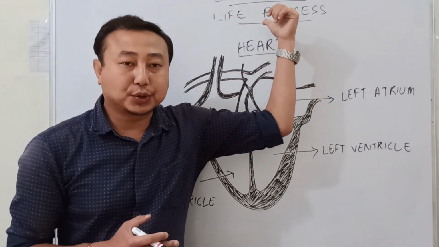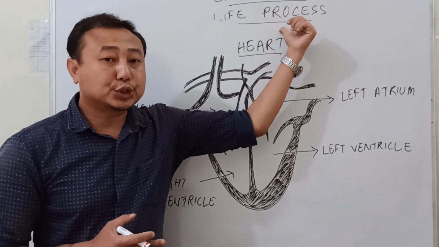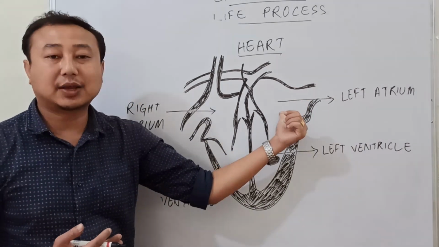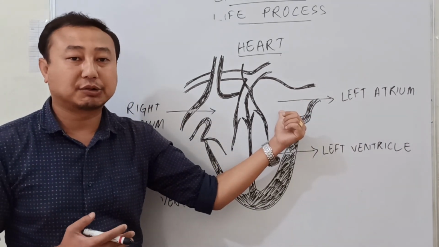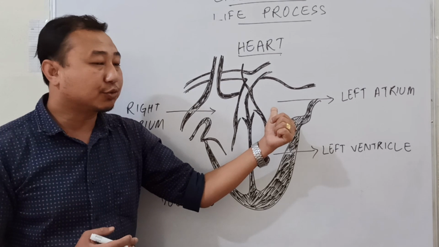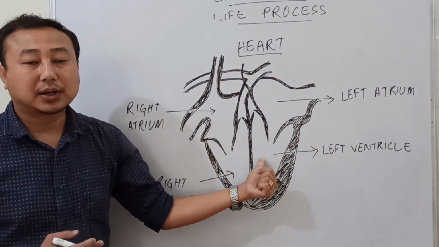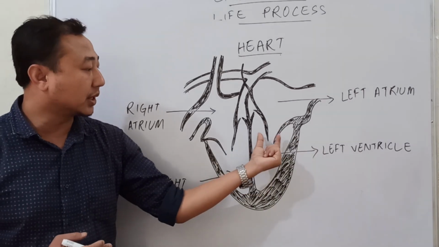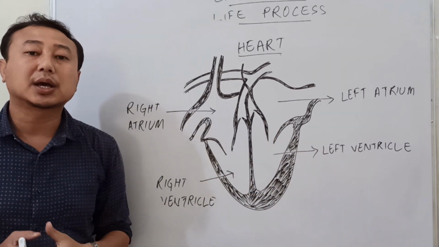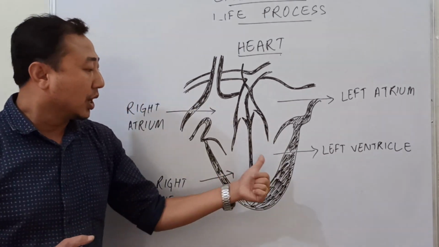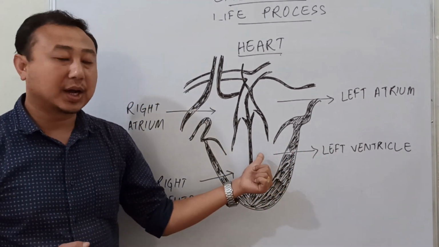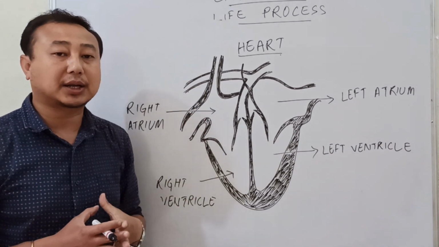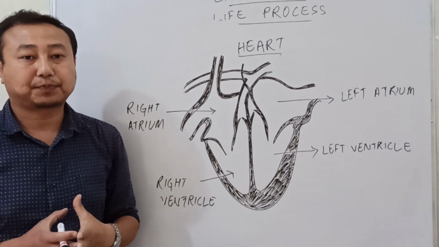From the lungs, after oxygenation, the oxygen-containing blood, that is oxygenated blood, will be brought to the left atrium with the help of pulmonary veins. From the left atrium, it will be transferred to the left ventricle. Between the left atrium and the left ventricle, there are also valves which prevent the flow back of the blood. From the left ventricle, the blood will be pushed and transferred to different parts of the body with the help of the artery.